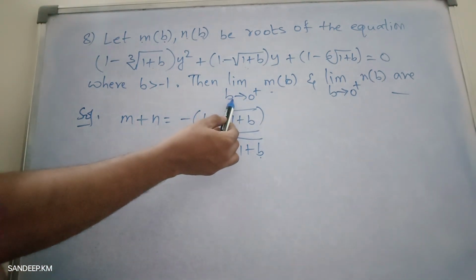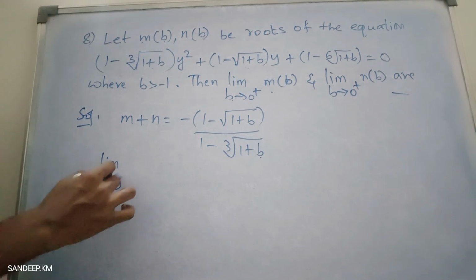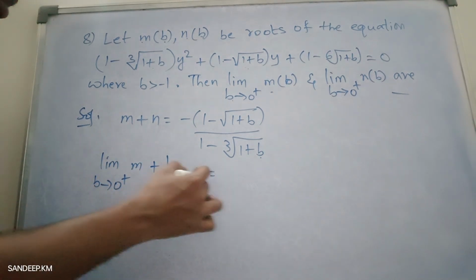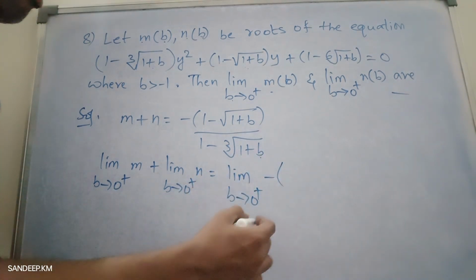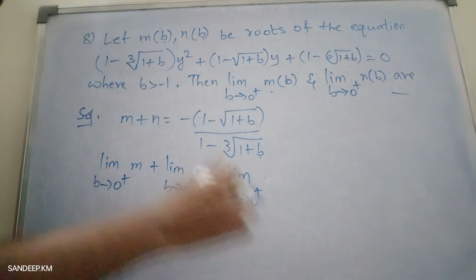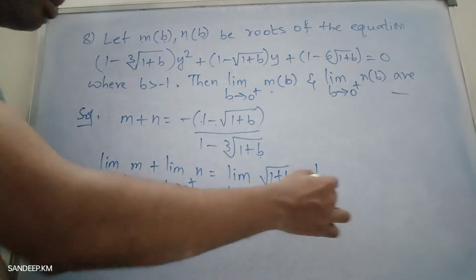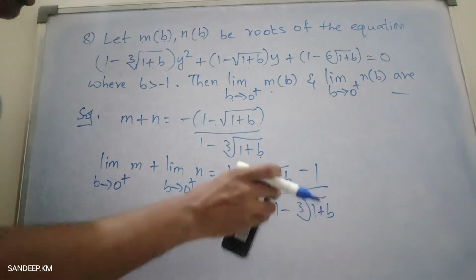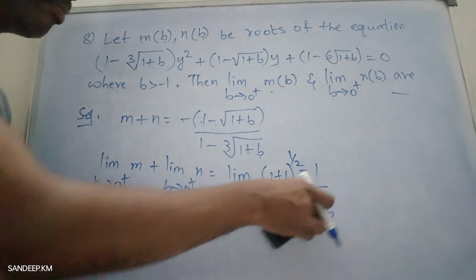Now you can apply this limit on both sides. Limit b approaches 0 plus m plus limit b approaches 0 plus n is equal to limit b approaches 0 plus minus of, or let me give minus inside. Minus into 1 is minus 1, minus into minus is plus root of 1 plus b. The denominator is as it is. And dear students, we all know that square root of 1 plus b means what? Power 1 by 2. And cube root of 1 plus b means what?